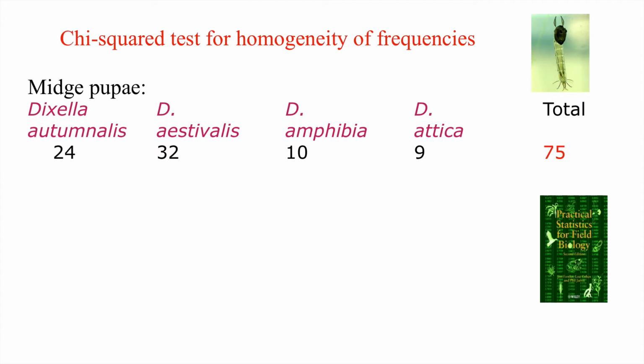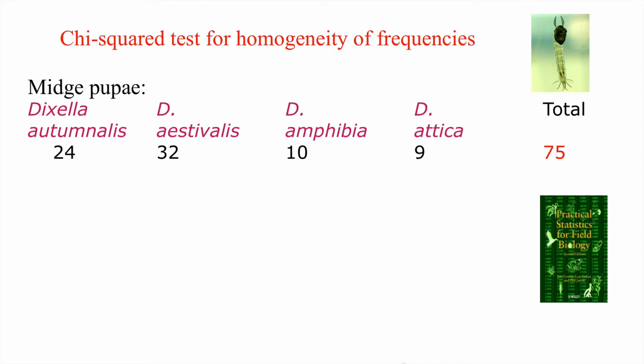Here's a particular example which comes from Fowler and Cohen, Practical Statistics for Field Biology, and it deals with the distribution of midge pupae in a sample. In this sample there were 24 Dixella autumnalis midge pupae, 32 aestivalis, 10 amphibia and 9 attica, with a total of 75 midge pupae counted altogether.